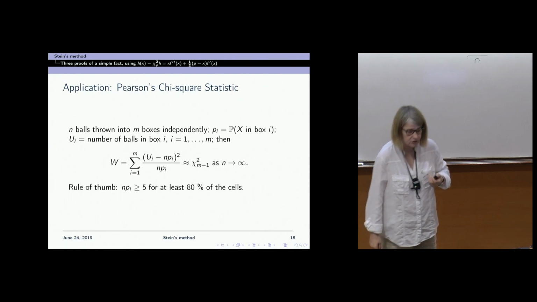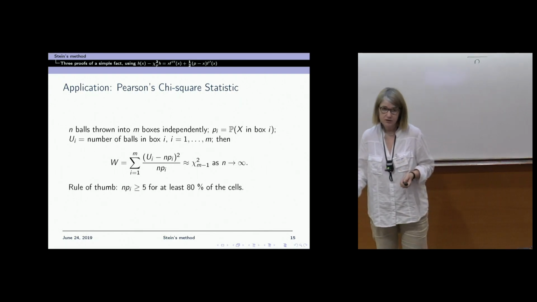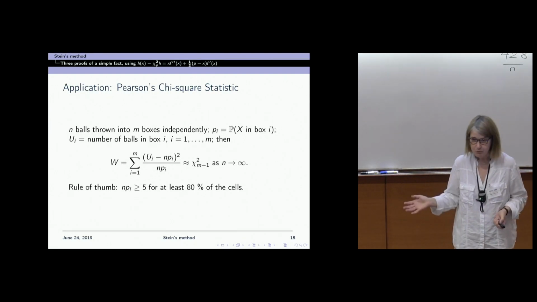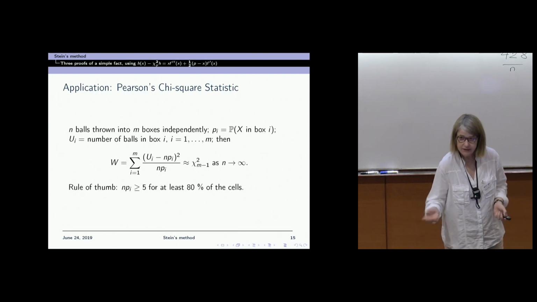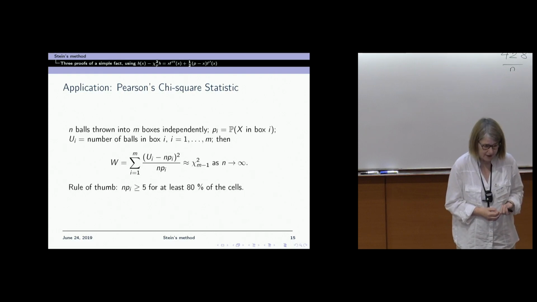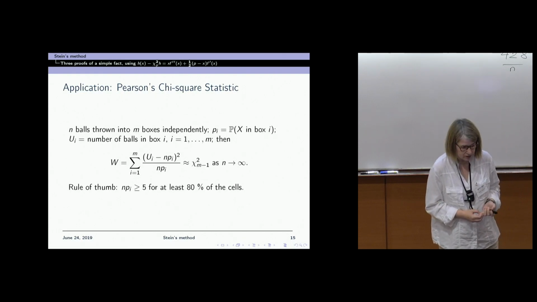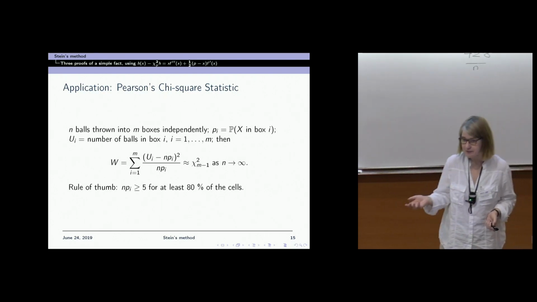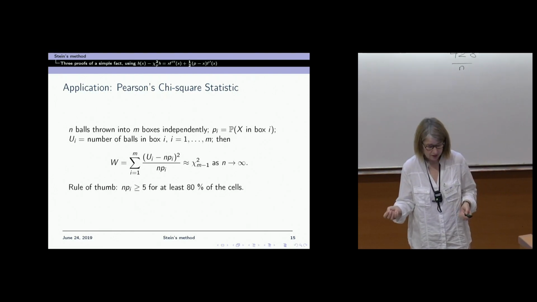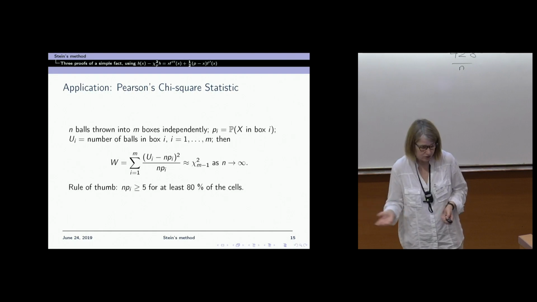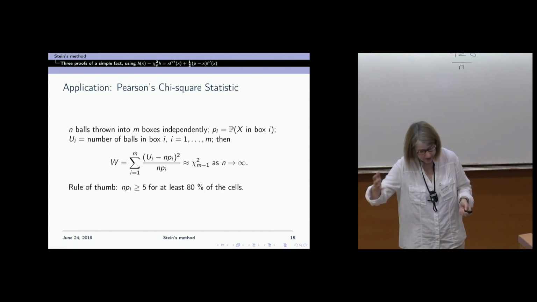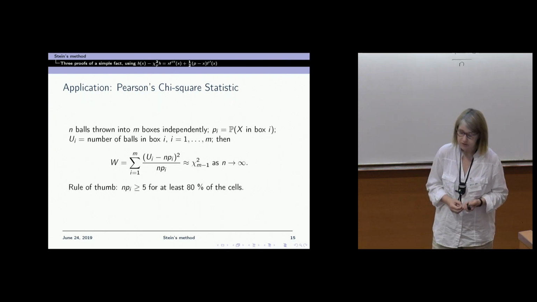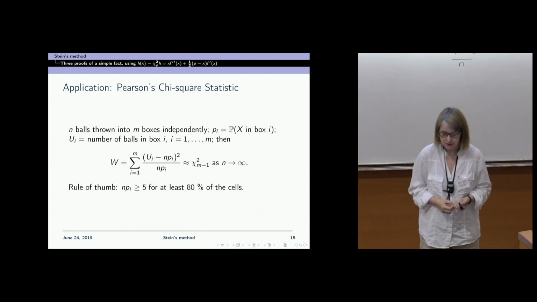And we applied this to Pearson's chi-square statistic. So Pearson's chi-square, we have n balls which are thrown into m boxes independently. Pi is the probability that x is in box i. Ui is the number of balls in box i. And then I look at the number of balls minus the expected number of balls squared, so npi squared, divided by the expected number of balls. I sum this up over all cells, and this would be approximately chi-squared distributed with m minus 1 degrees of freedom as n goes to infinity.